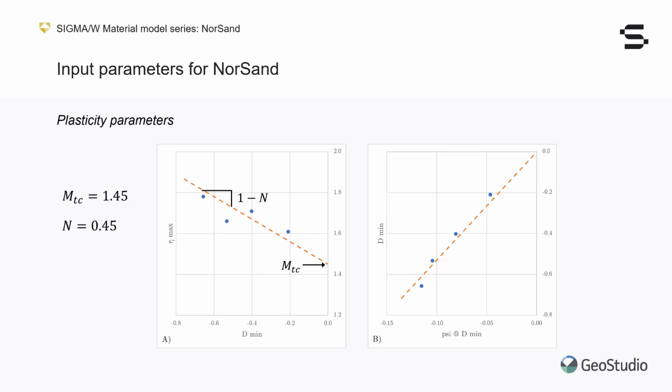On plot B, which is the maximum dilation as a function of the state parameter at maximum dilation, the slope of the best fit would correspond to the state dilatancy parameter ΣTC. Notice that both ΣTC and the critical state ratio MTC have the TC subscript. This indicates that these parameters are specific to triaxial compression. The corresponding internal model parameters vary when loading conditions depart from triaxial compression. Also note that the best fit line on plot B should pass through the origin, as by definition, dilation should be 0 when the state parameter is 0.